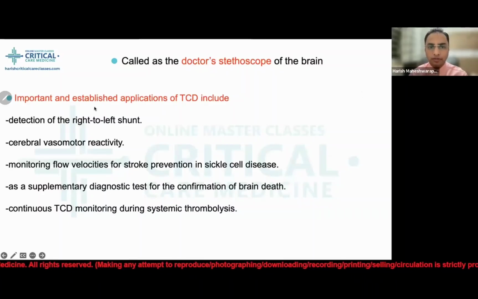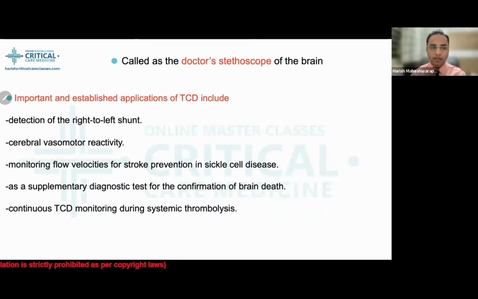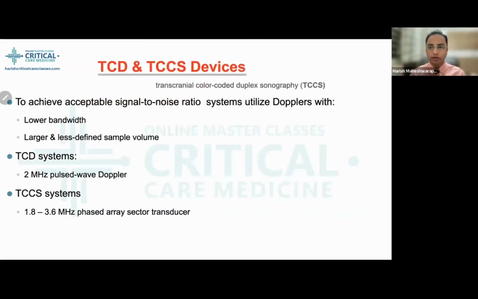Important and established applications of TCD include detection of right to left shunt, cerebral vasomotor reactivity, monitoring flow velocities for stroke prevention in sickle cell disease, a supplementary diagnostic test for confirmation of brain death, and continuous transcranial Doppler monitoring during systemic thrombolysis. Some of the utilities of TCD are very new, some are age old, some are evolving. So we have lots of utilities which are adding to the list when it comes to TCD clinical utility.